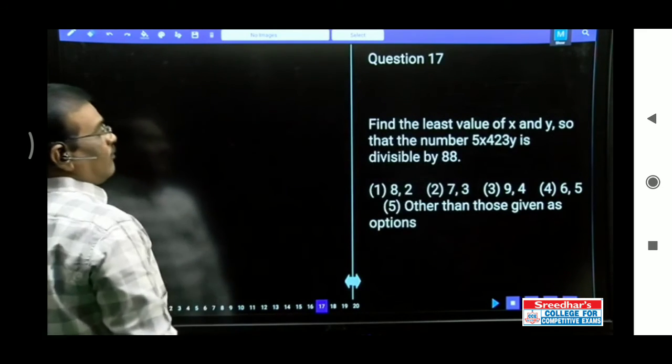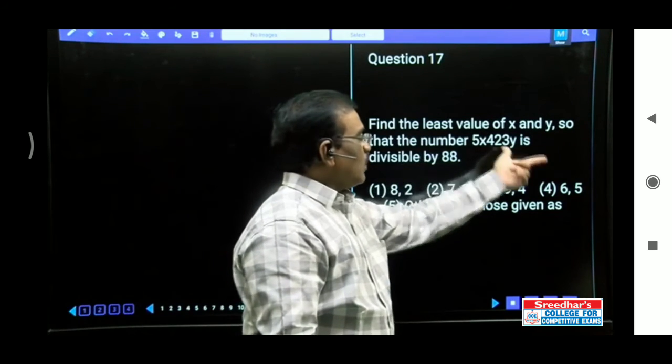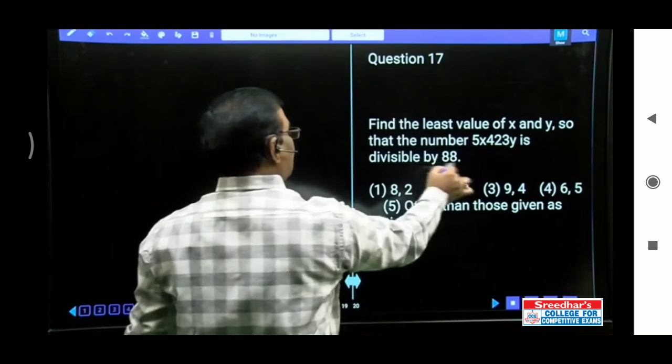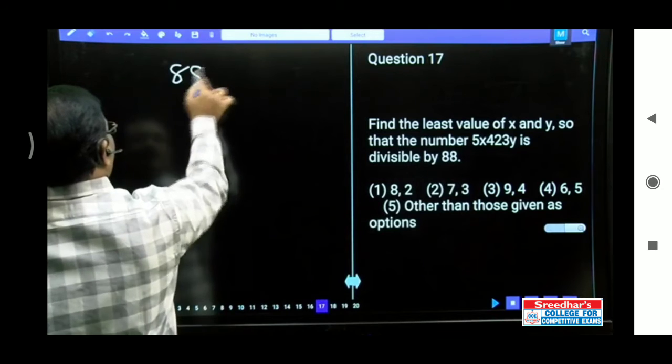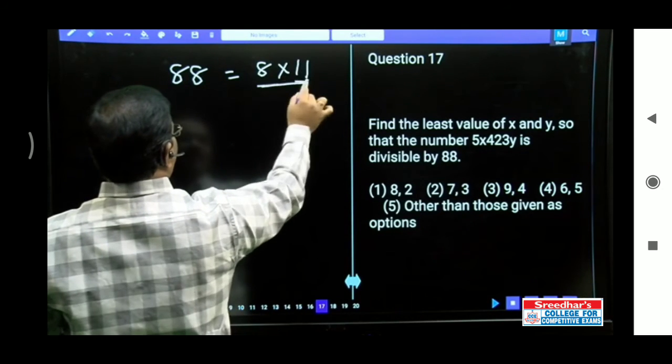Next 17. Find the least value of x and y so that the number 5x432y is divisible by 88. Divisible by 88 అంటున్నాడు చూడండి. If a number is divisible by both 8 and 11, then that number should be exactly divisible by 11. మనం ఈ తీసుకునే పేరు అండి కోప్రైమ్స్ అయి ఉండాలి.